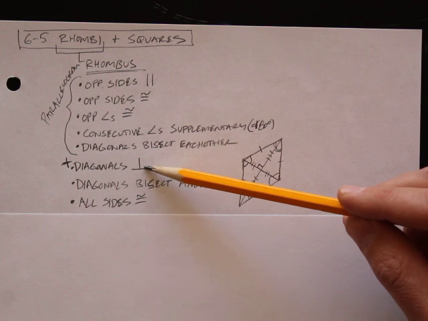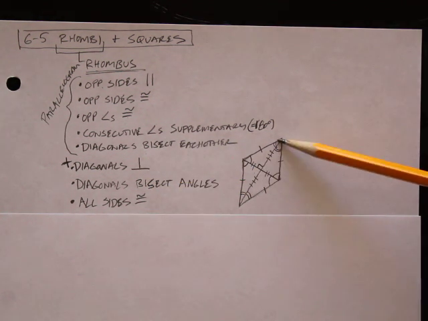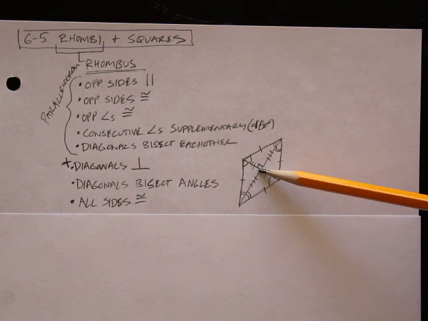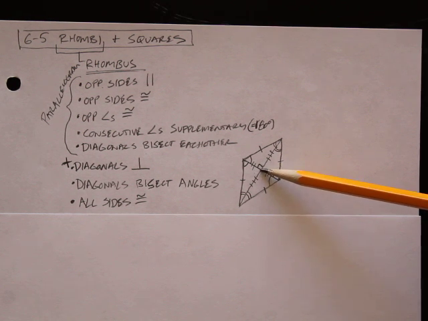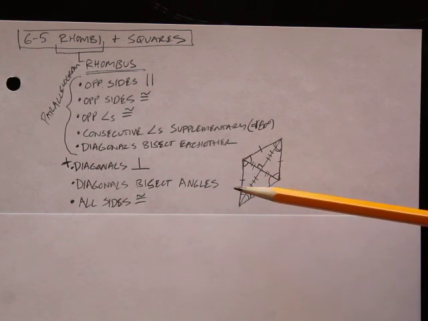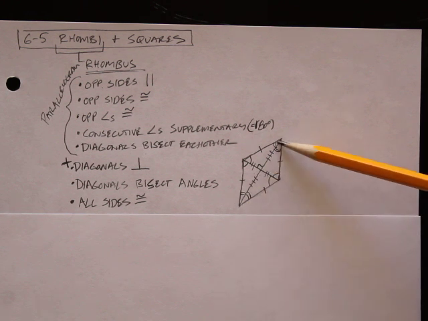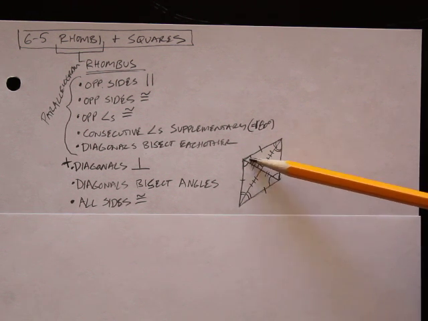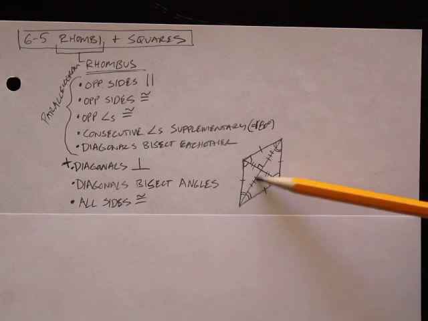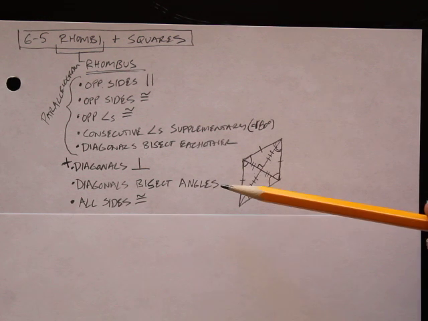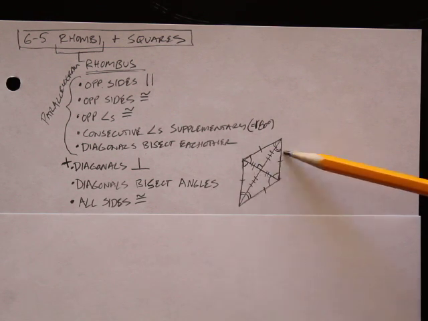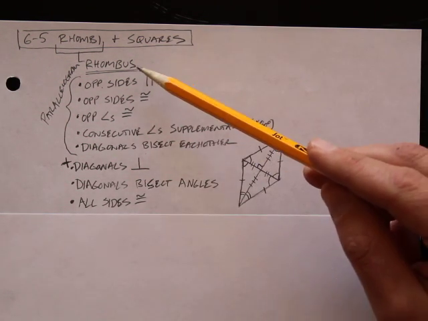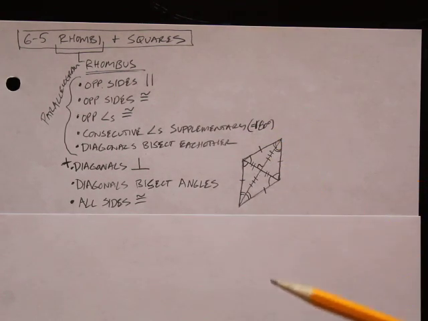Diagonals are perpendicular, meaning when they cut through one another, they bisect each other at a 90-degree angle, so they're perpendicular. Diagonals bisect the angles, so that means when the diagonal cuts through the angles, the ones that they bisect are congruent to one another. All four sides are congruent, not just opposite sides, all sides. So that's what separates a rhombus or a square from other parallelograms.